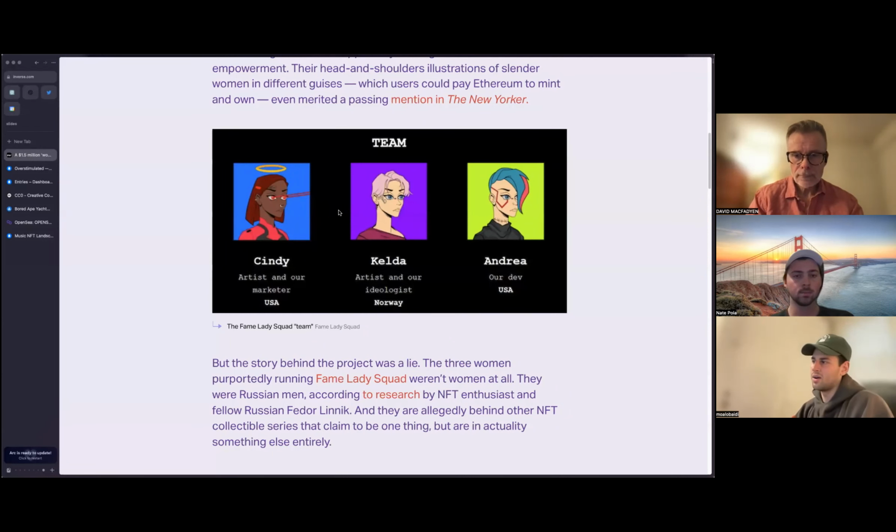And once they gained a certain amount of demand, they sold out the project for $1.5 million in total for every token. And then they just disappeared because no one knows who they are, right? And they remain completely anonymous.